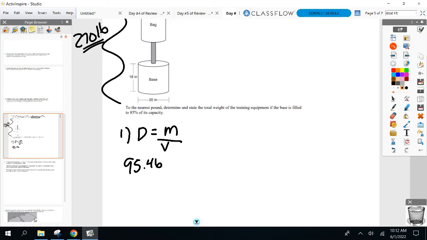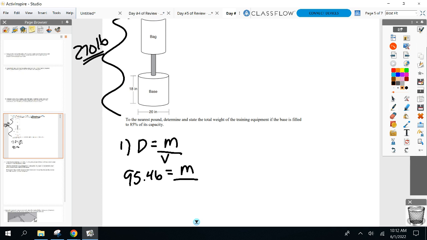Number 5 in density day 2, 95.46. What's the mass of the sand? What are we going to have to find together? The volume. Okay, we're going to have to find the volume of the sand here that we put in. All right, let's do that up top now.